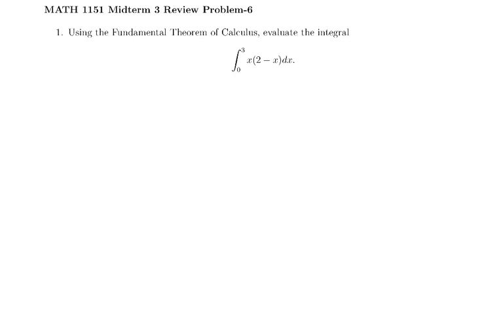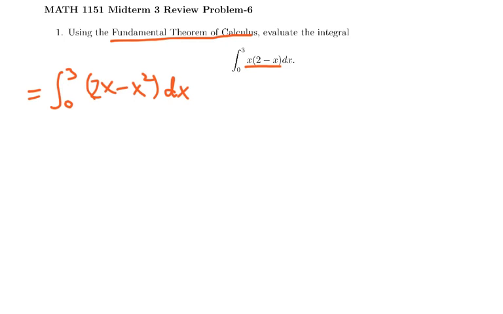Now we look at problem 6, and in the first part we want to use the fundamental theorem of calculus to evaluate the given integral, which is the integral from 0 to 3 of x times (2 minus x) dx. Firstly, we can expand the inner function by multiplying x inside, and then we will have the integral from 0 to 3 of 2x minus x squared dx.